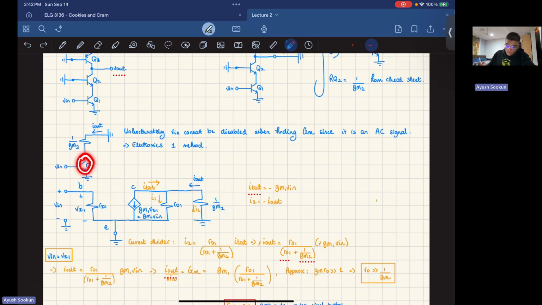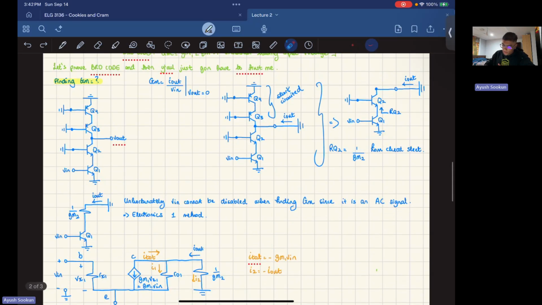So you're going to replace this Q1 with a hybrid pi small signal model, and then you're going to find out what I out over V in is. Now, quick tip here is when you're doing this, you're giving I out into the circuit, right? You're grounding the output and giving I out into the circuit. Make sure it goes into the circuit.